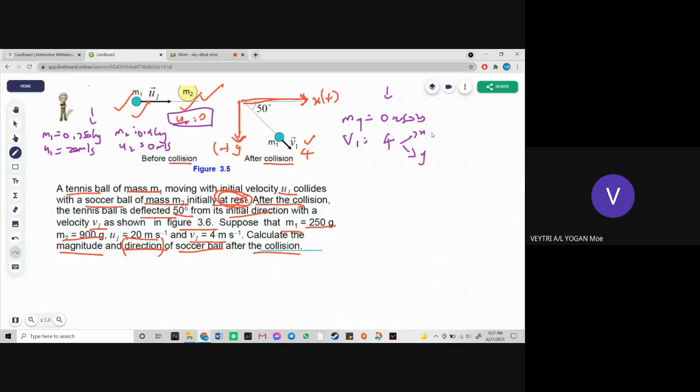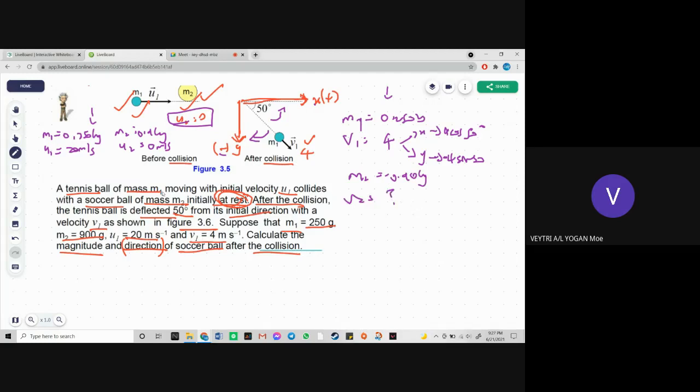Macam mana? Tulis siap-siap. 4 cos 50. Why? We want to find towards the x component. 4 sin 50. Why? We want to find towards the y component. Remember, negative. Tulis sini, negative. Okay. Next, M2, 0.90 kilogram. V2, nak buat apa? Cari.